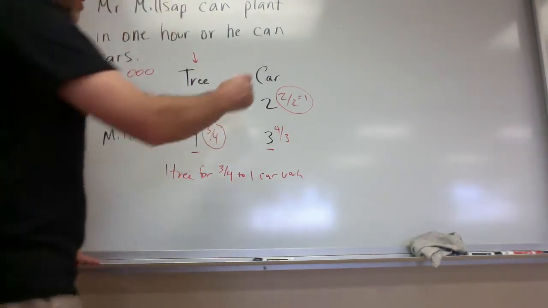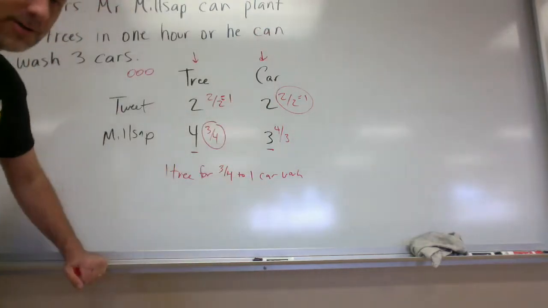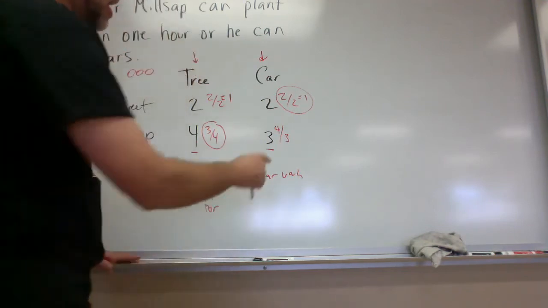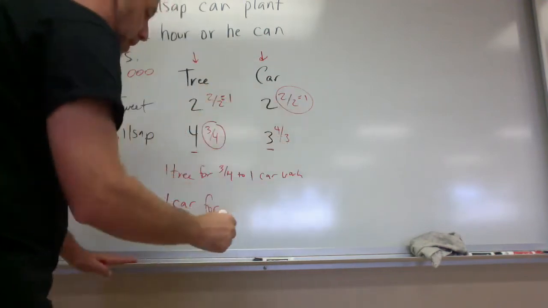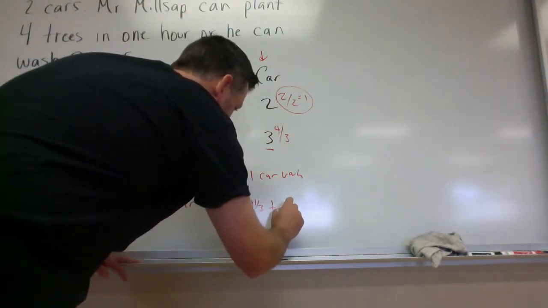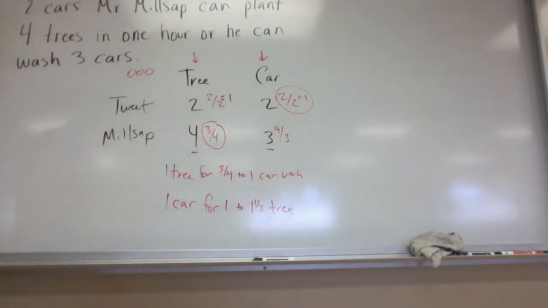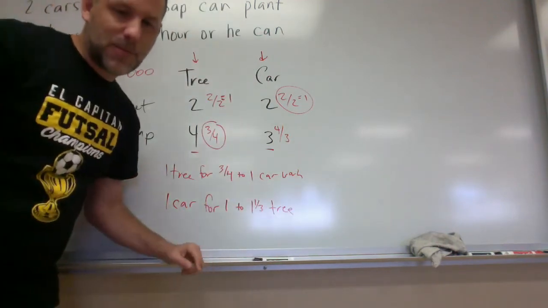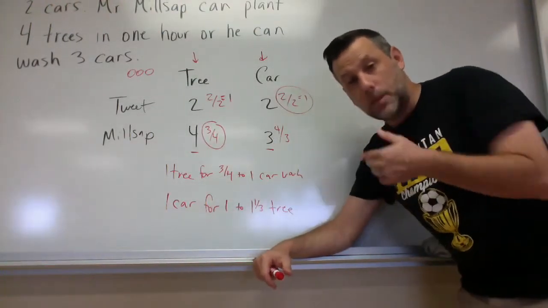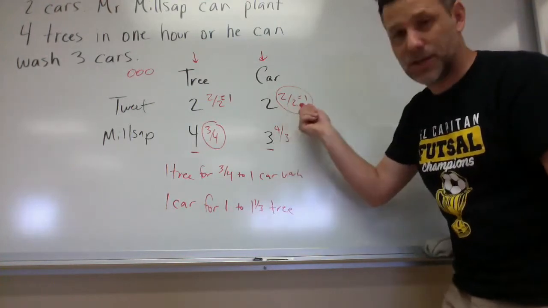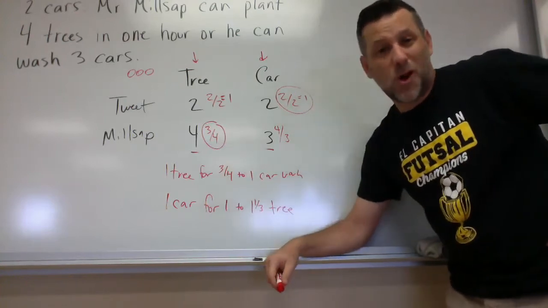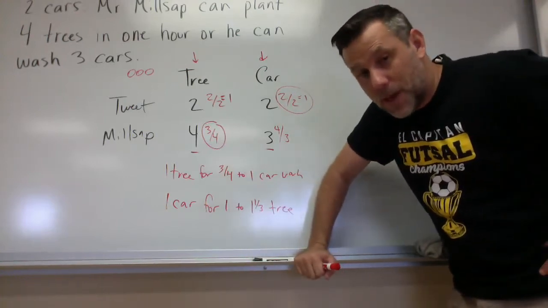Now, also, we can look at what the terms of trade for one car is going to be. One car wash will trade for in between 1 and 1 1/3 trees. So that when it comes time for them to make the deal, when Tweet and Millsap are talking, it's like, hey dude, I'm really good at washing cars, I can do it cheaper than you. You're really good at planting trees, you can do it cheaper than me. How about I come wash your car, and you come plant a tree for me?